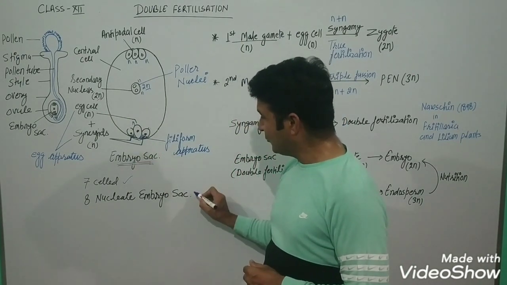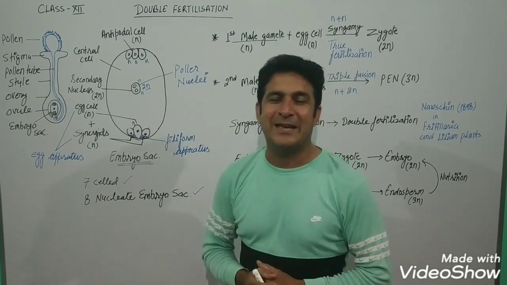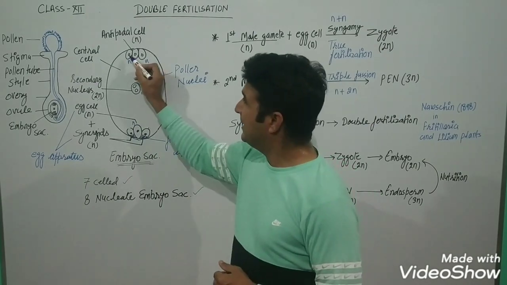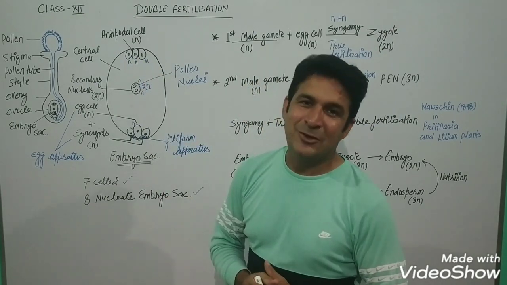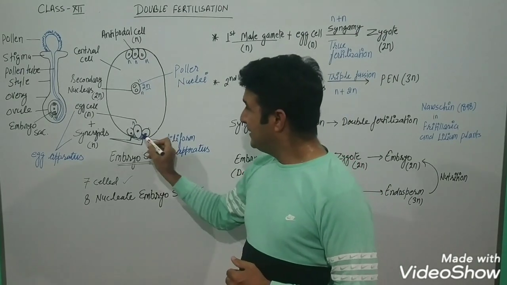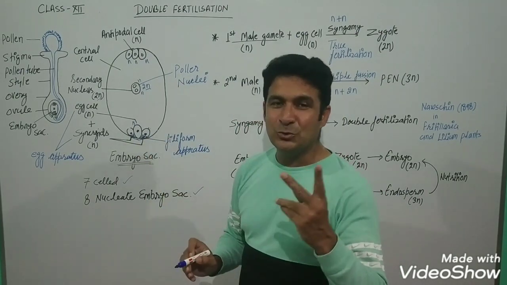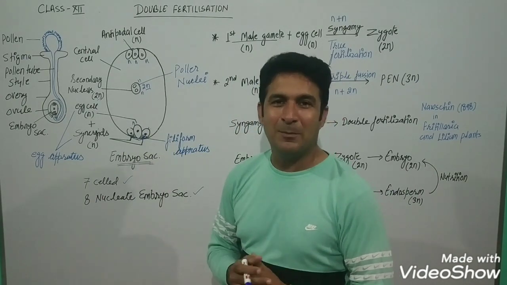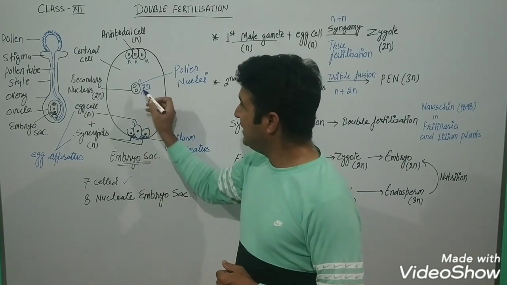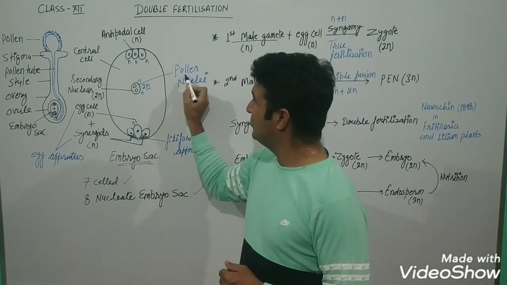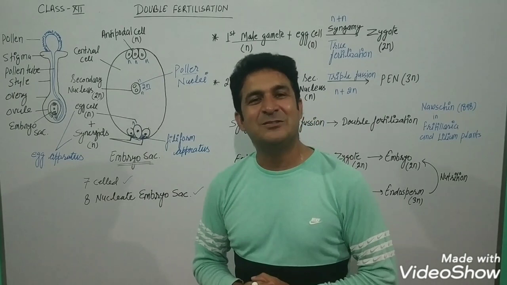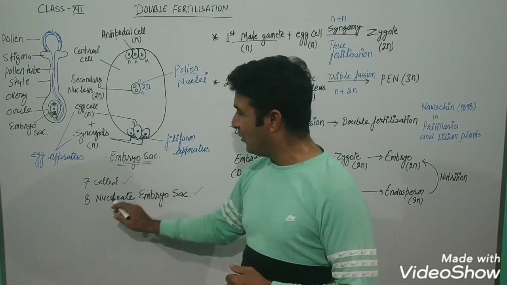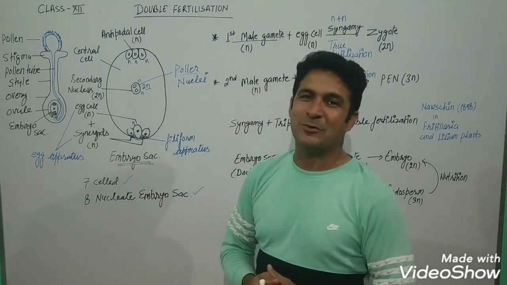This embryo sac is also called the 8-nucleate embryo sac. Now how is this called the 8-nucleate embryo sac? 3 nuclei are here in the 3 antipodal cells. 3 nuclei are here, 2 in synergids and 1 in the egg. So the total number of nuclei is 6, and 2 nuclei are here. Those are called the polar nuclei. So 6 plus 2, 8 nuclei. So that's why the embryo sac is also called the 8-nucleate embryo sac.